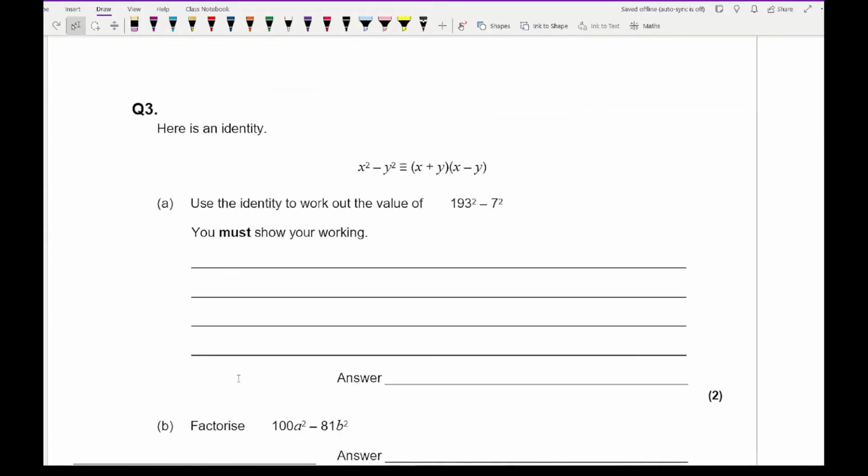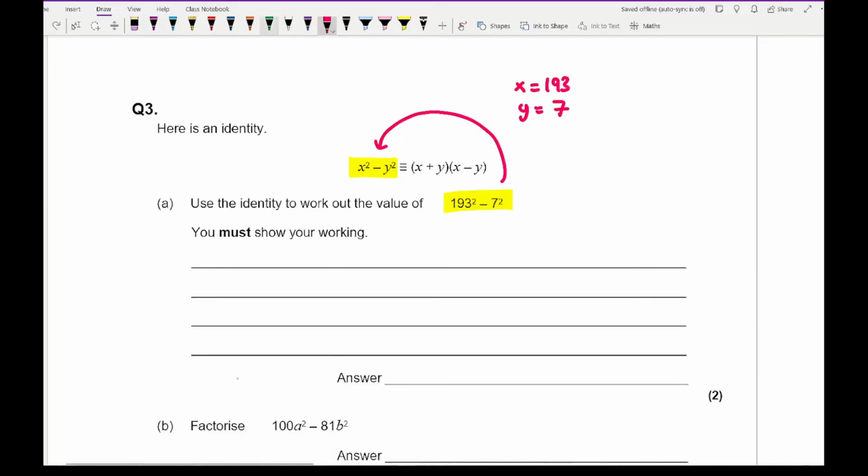Moving on to question 3, it says, here is an identity, and one that we've already seen. It says, use the identity to work out the value of 193 squared minus 7 squared. You must show your working out. Now with this question, what you want to do is spot the similarities between how this is written and how that is written. Going from this to that, x has been replaced with 193 and y has been replaced with the number 7.